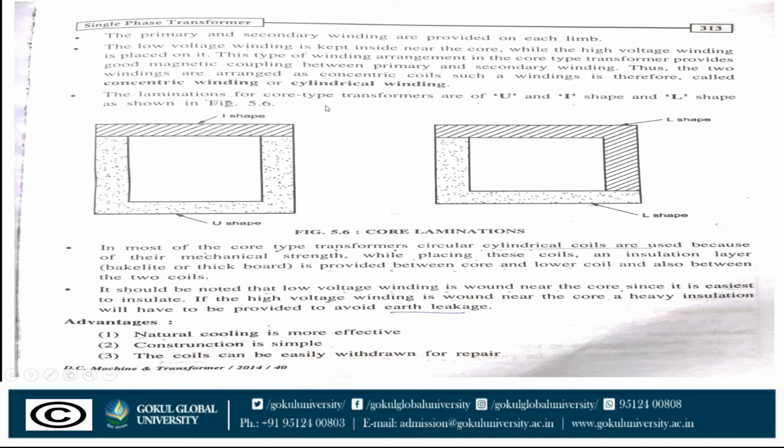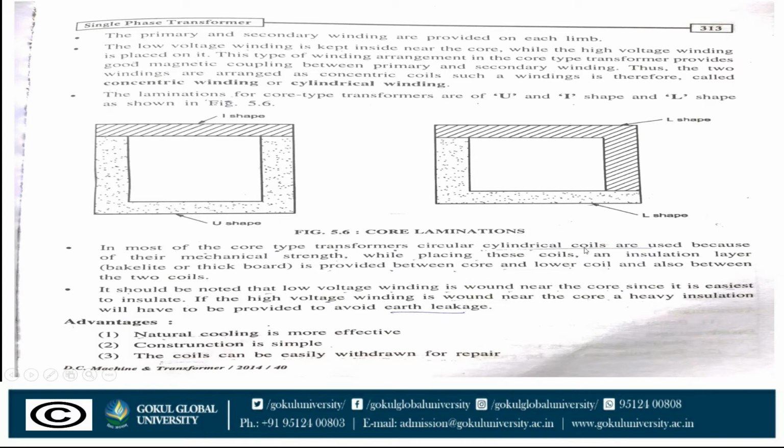The laminations for core type transformer are of U shape, I shape, E shape, L shape, etc. Here we see the U shape. This one is the L shape, this one is the I shape. In most of the core type transformers, circular cylindrical coils are used because of their mechanical strength.